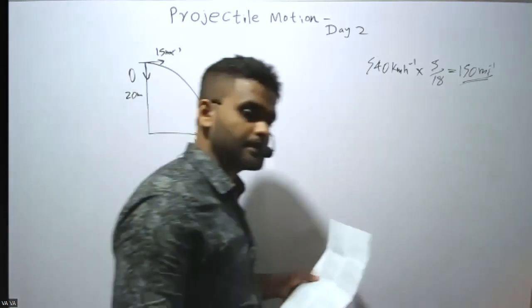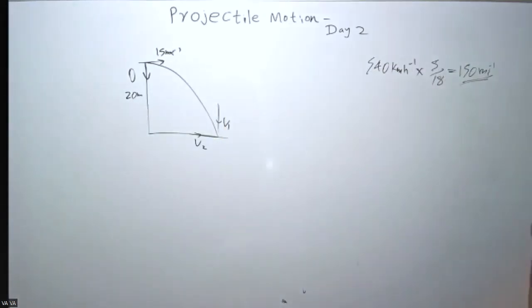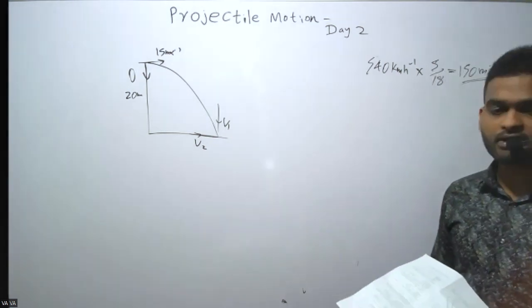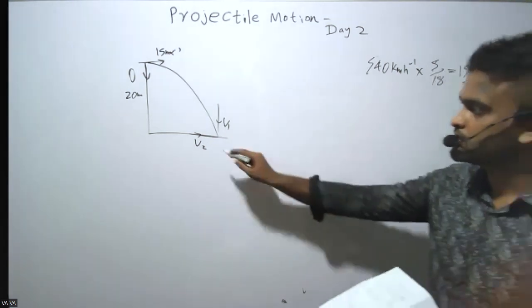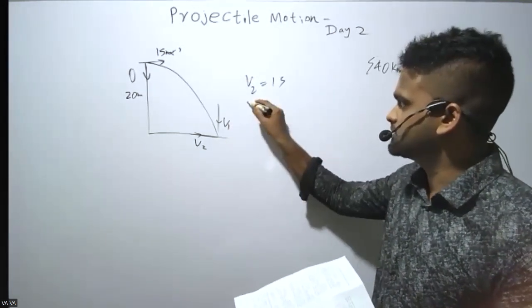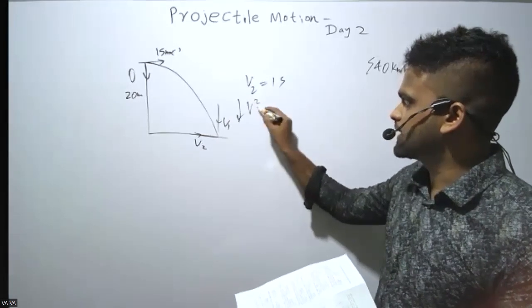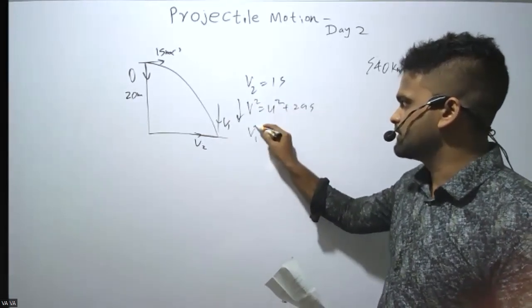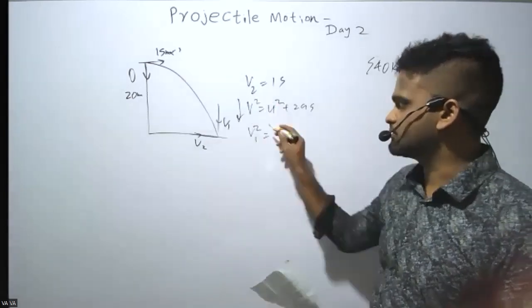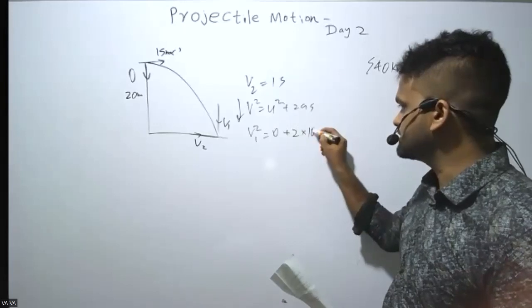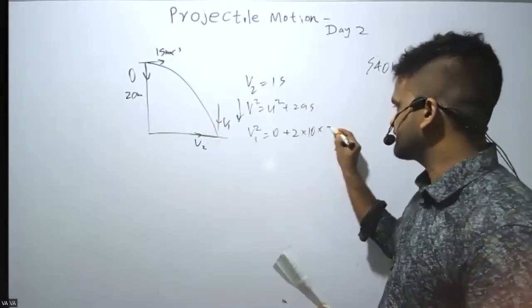Initial velocity, vertical component 0. So we know the horizontal component does not change, so we know V2 is 15. You can apply this equation to find V1 vertically downwards. So V1 squared equals U squared, U is 0, plus 2 times acceleration downwards 10 times S is 20.